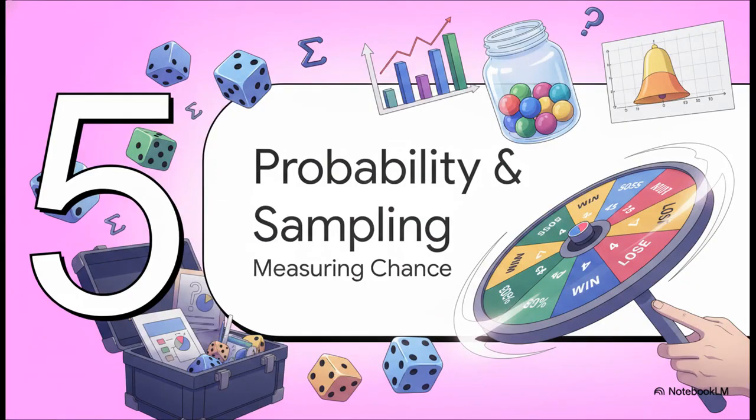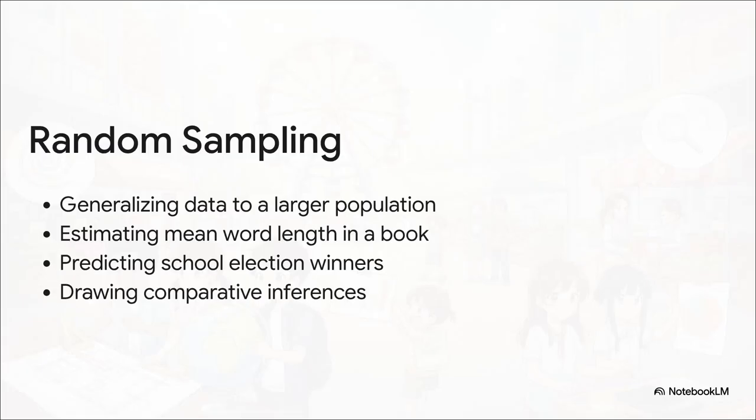And finally, Section 5, Probability and Random Sampling. By analyzing a representative random sample, we can confidently draw inferences about a massive population. This works whether we're checking the average length of words in a huge science book or forecasting the results of an election. I mean, it is obviously impossible to ask every single person in a city how they plan to vote. But by using a truly random representative sample, we can generalize the data with surprising accuracy.